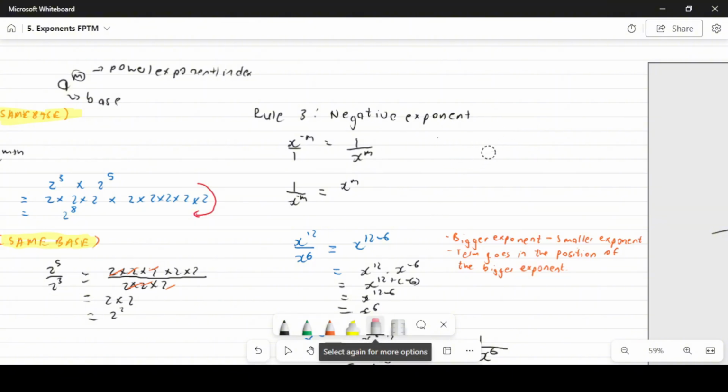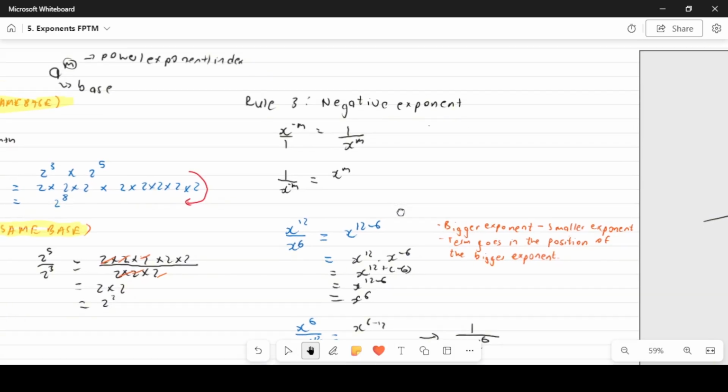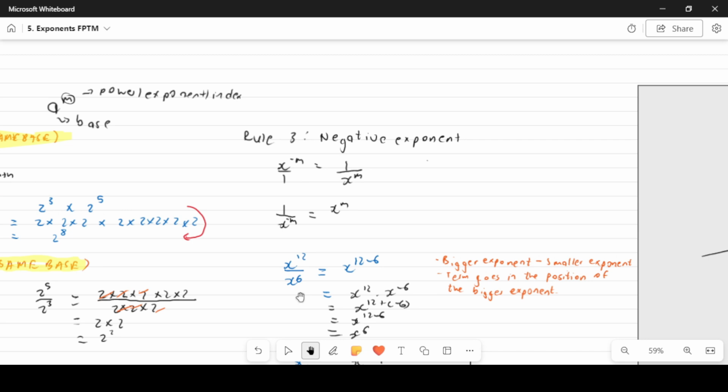Now, let's do a question here. So this is our quotient. We're utilizing the quotient rule here. Let's say that we have x to the power 12 over x to the power 6. That'll be equal to x to the power 12 minus 6. And that's how we get x to the power 6.